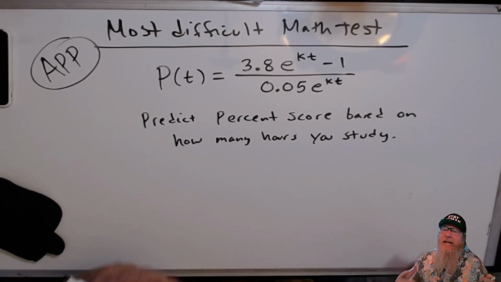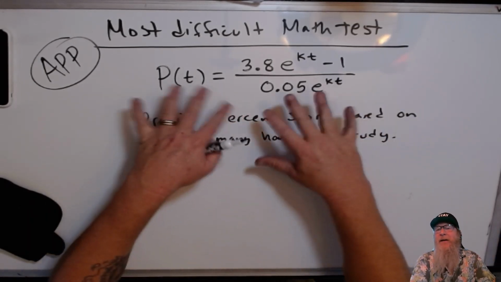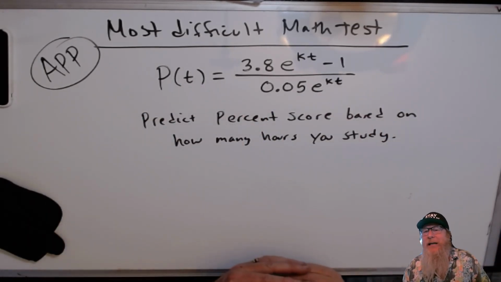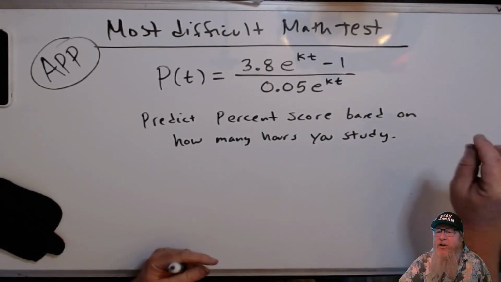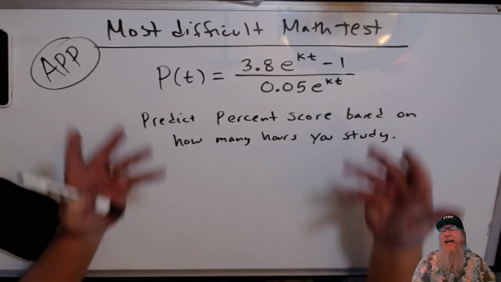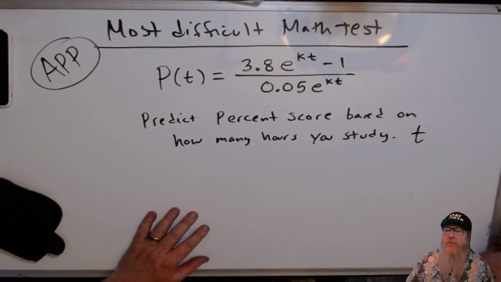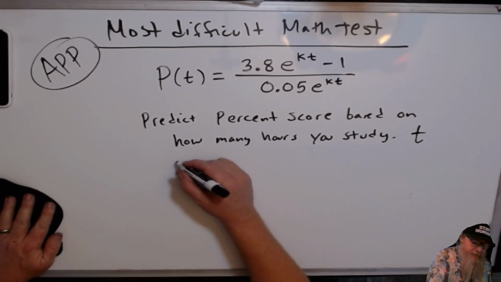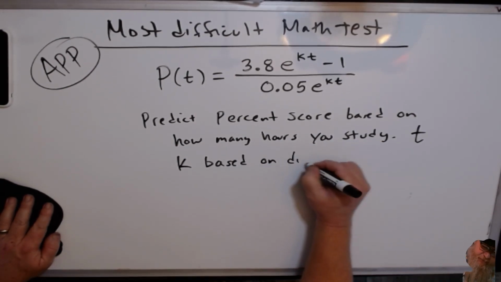So it was more of like a take-home kind of thing. The test wasn't take-home, but the predicting what you're going to get was like, before you guys have Canvas now, right? You have the what if scores, what if I do this? Well, this is kind of like an old 1990s version of the what if score. So t is the hours of study, and k is based on the difficulty.